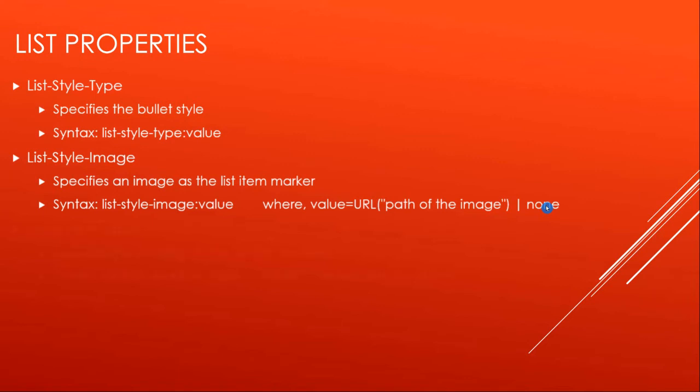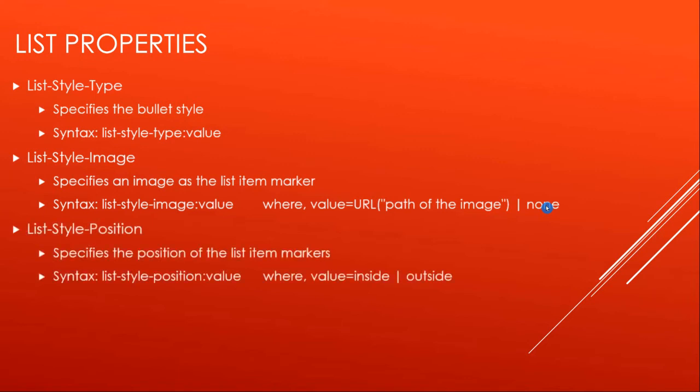The third type is list style position, which decides where the bullet is going to be positioned. Here the syntax is list-style-position value. Two types of values are there: one is inside and the other one is outside.